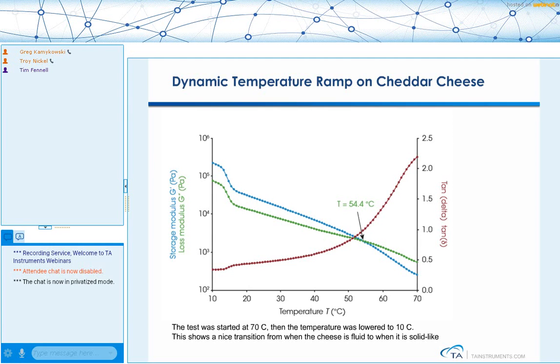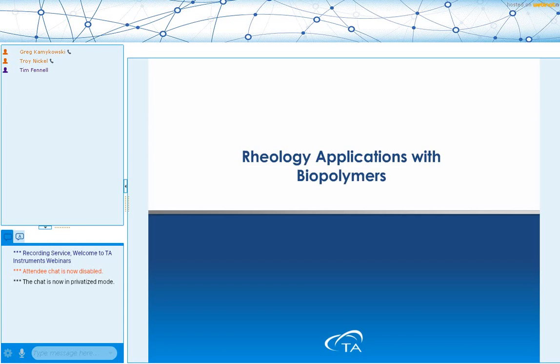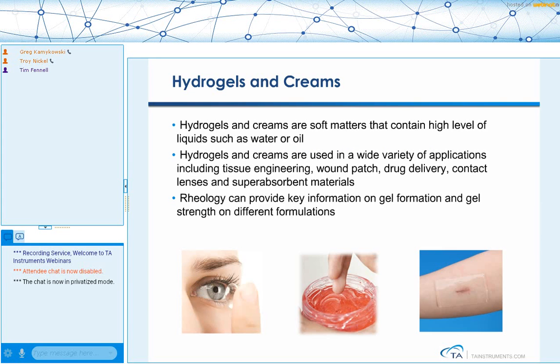So at 70 degrees C, it is more viscous than it is elastic. And then as we go to the lower temperatures, you can see where it begins to be more elastic than it is viscous. So in this region here, closer to 10 and up to about 50, the material, the cheese, is more elastic than it is viscous. And this is an important characterization of the material.